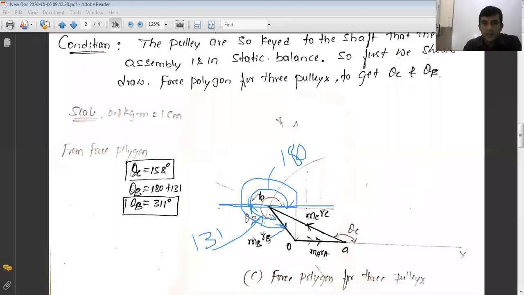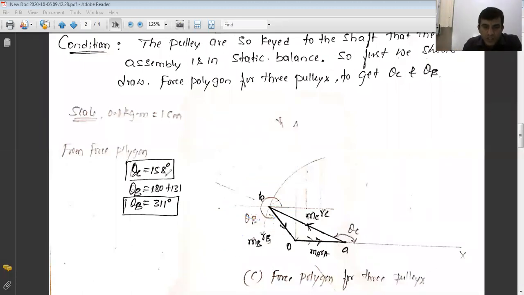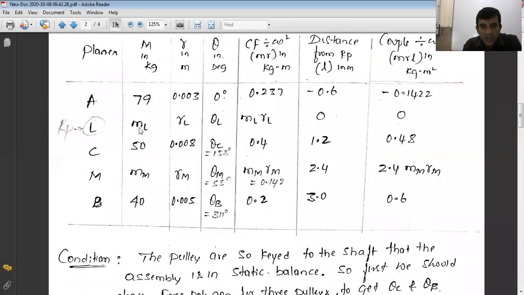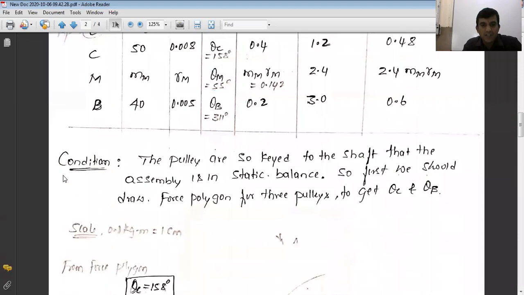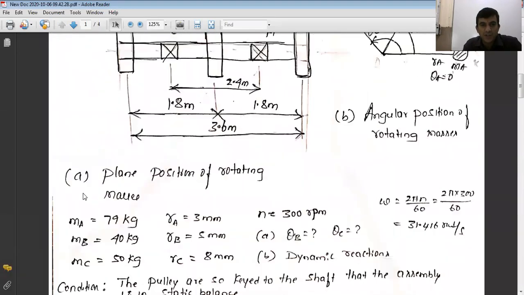No, sir. Okay. Now, once you have calculated these values, theta C is 158 degree and theta B is 311 degree, move them to the table. In pencil, you should write here: theta C, 158 degree, and theta B, 311 degree. Immediately transfer them to the table. This is what we studied in the last class. Now, after this, the first question is over.